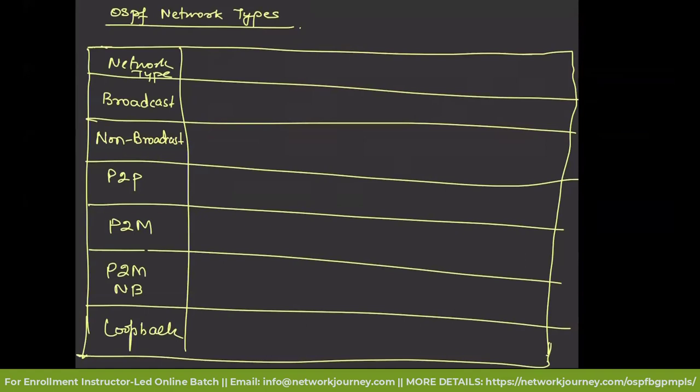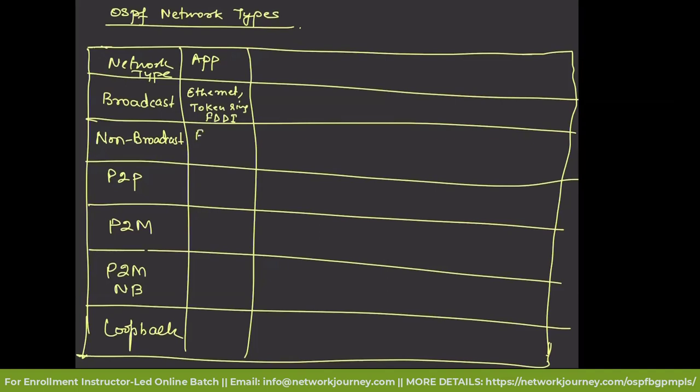So first of all, application. Application means where we are using it. Broadcast, we use in Ethernet, which is what we use nowadays. Token ring, which you will not find nowadays, and FDDI, which you also will not find these types of networks nowadays. So token ring and FDDI are out of the picture. Right now we use Ethernet.